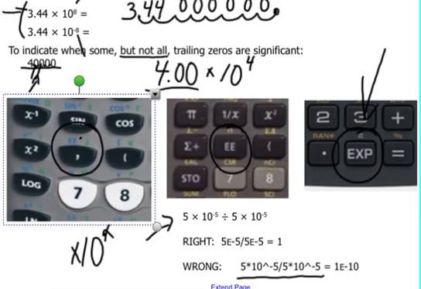So that's why on your calculators, make sure you get into the habit of using the proper button to indicate scientific notation. That's the end of this video.